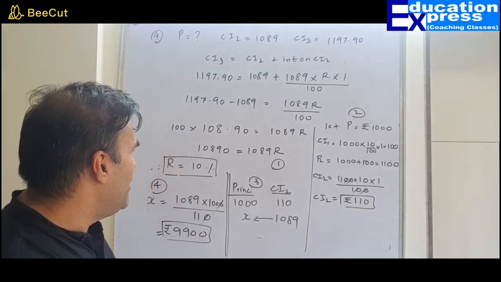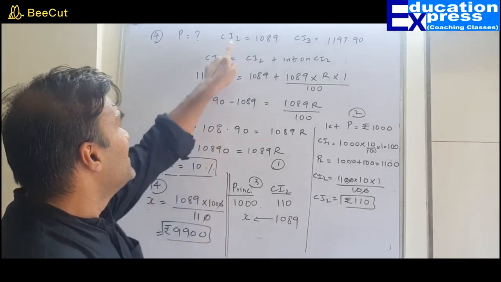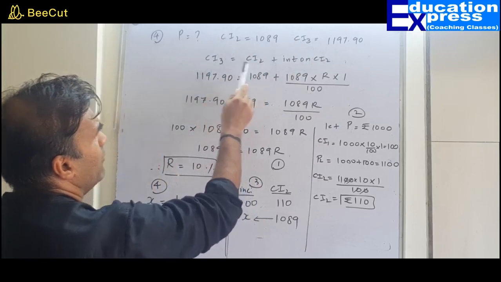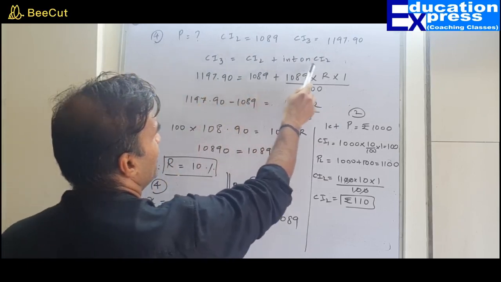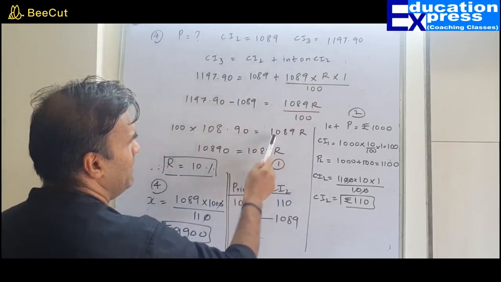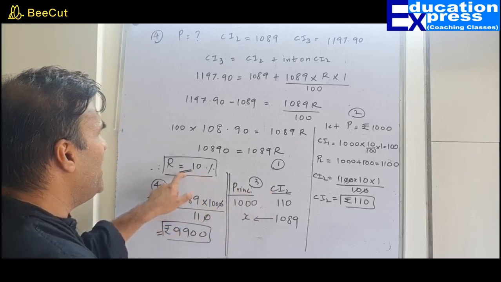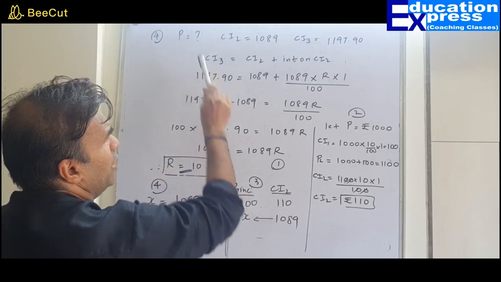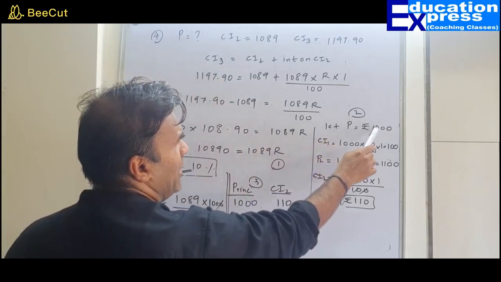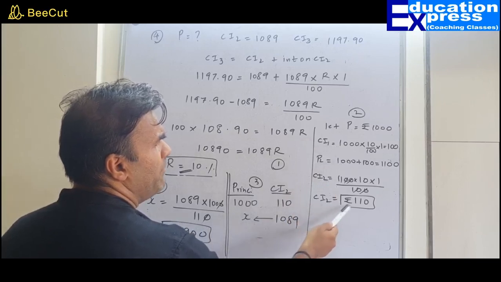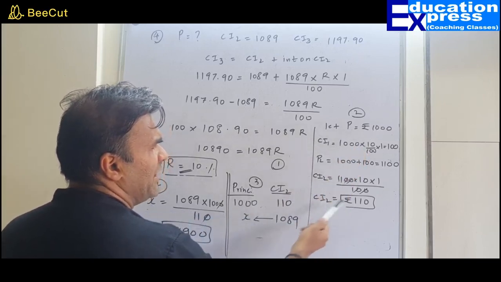So this is question number 4. One more time. CI2 and CI3 were given. Let us use the linking formula, the bridge formula. CI3, CI2, interest on this. Applying the same principle, I found the rate, which was very simple, 10%. Knowing rate is available, 10%, principal is not available. I am presuming principal to be 1000. Find C1, P2, C2.